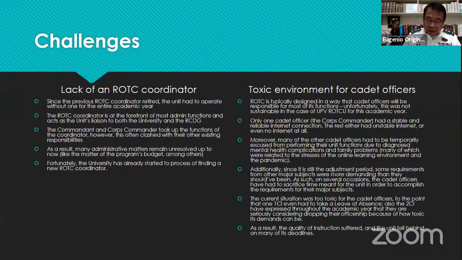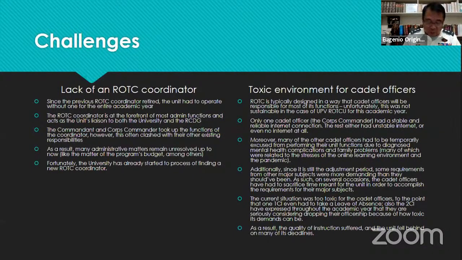Additionally, since it is still the adjustment period, some requirements from other major subjects were more demanding than they should have been. As such, on several occasions, the cadet officers have had to sacrifice time meant for the unit in order to accomplish the requirements for their major subjects. And this we understand. The current situation was too toxic for the cadet officers to the point that one first class, as I stated earlier, had to take a leave of absence, and another first class has an incomplete grade because he cannot be contacted anymore in the latter months of the year.